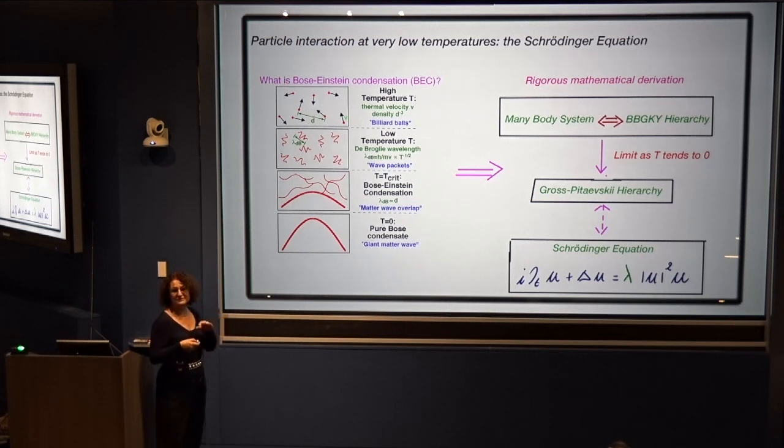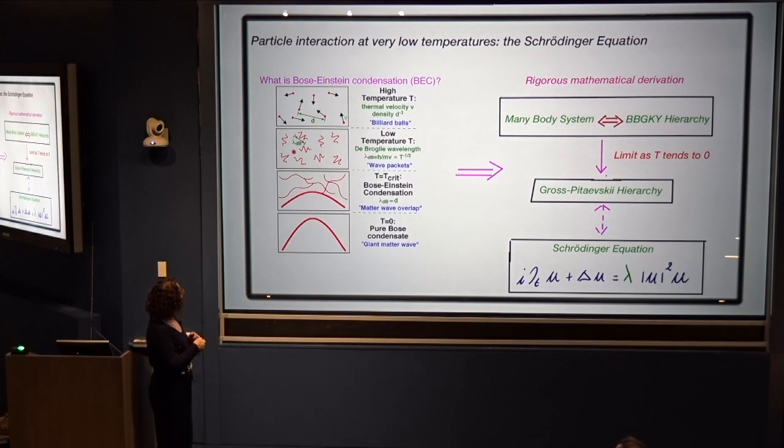Now, the difference with respect to what happens for the derivation of the Boltzmann equation is that we are going to let the temperature go to absolute zero. So we are lowering the temperature. That's what's going to happen here. In those situations, we are not going to represent the interaction of particles like billiard balls, but instead we're going to represent the phenomena at a very small scale as interaction of little wave packets.